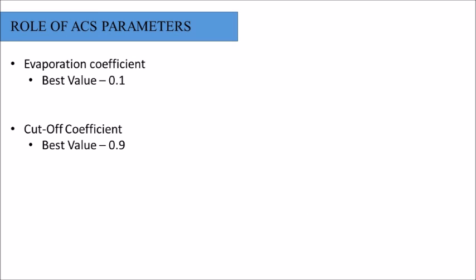We observe that the ant constructive parameters that include the cutoff parameter and the evaporation parameter play a vital role in the convergence of the solution. We tested with different combinations of parameters and found that 0.9 as a cutoff parameter and 0.1 as an evaporation parameter, as suggested in the literature, serves the purpose well.